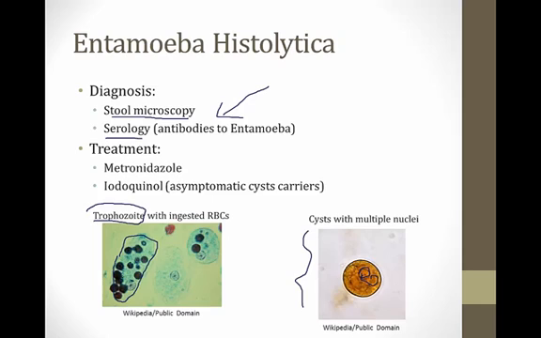The treatment for the active infectious form is metronidazole, but metronidazole won't get rid of the cysts. So what you have to do is give a second agent called iodoquinol. This is called a luminal agent because it stays in the GI lumen and it will eliminate the cysts. So this can be given to people after they've cleared their infection. You can also give it to people who are asymptomatic cyst carriers. It will get rid of those cysts in the GI lumen.